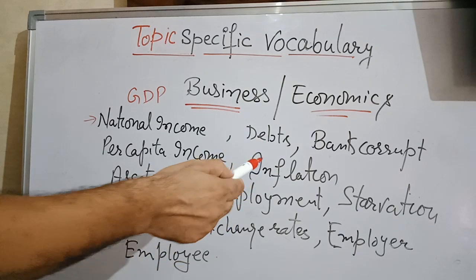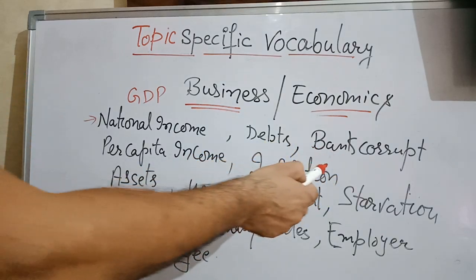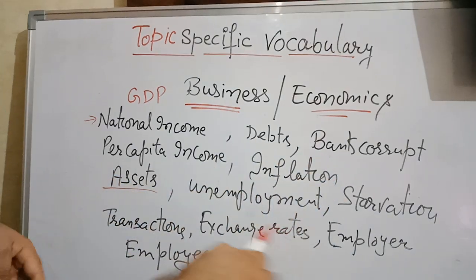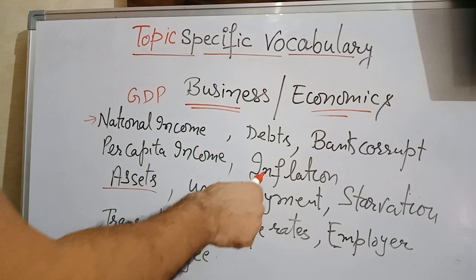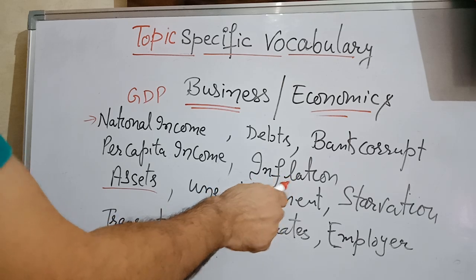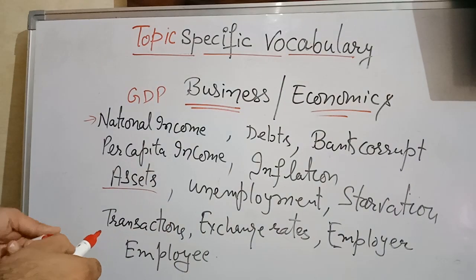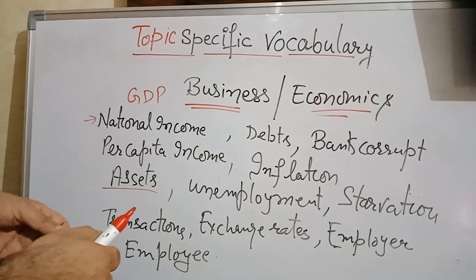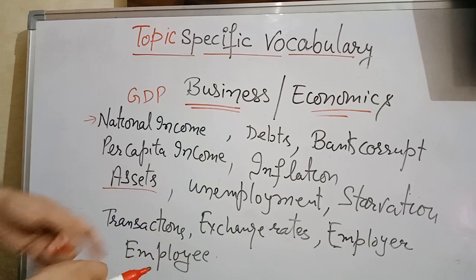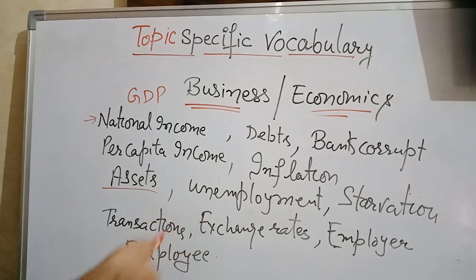Debts mean loans. Bankrupt means having no money to return the loans. This is a situation when a company has no money and totally fails in business. Inflation means mehengai, or in English we call it a rise in prices, a general increase in prices. Due to increasing prices of petrol, the inflation rate has increased in the country. After coronavirus, every country is suffering from inflation. Unemployment, when there are no jobs, that situation is called unemployment. Starvation, when somebody dies of hunger, that situation is starvation.